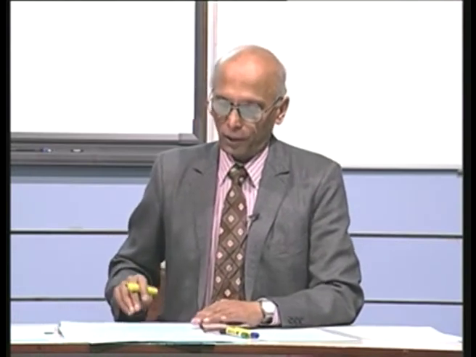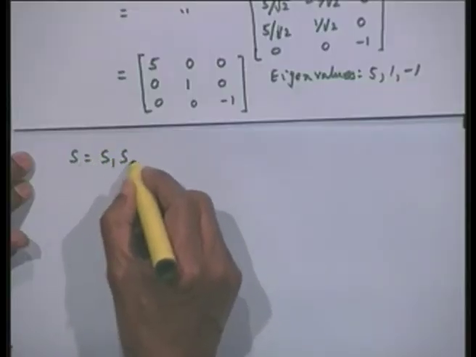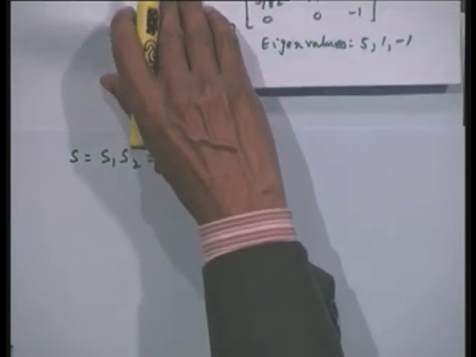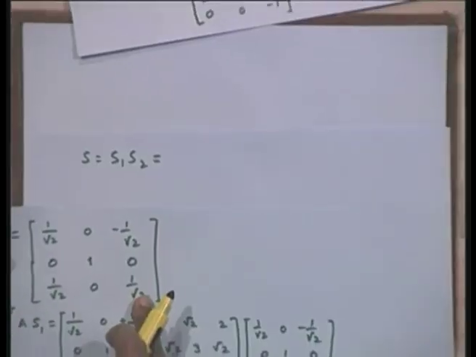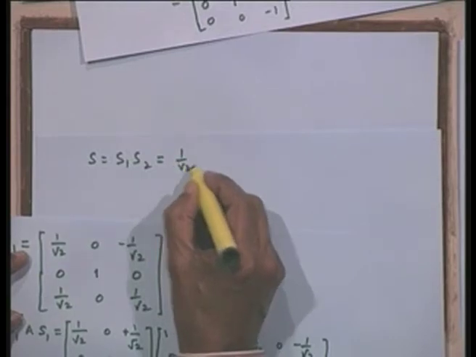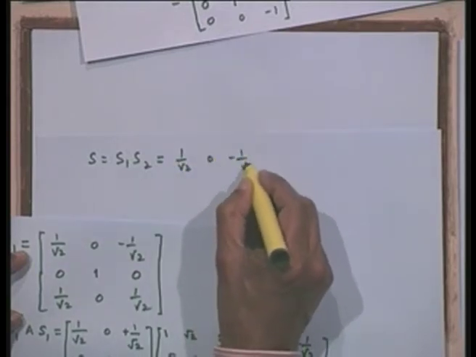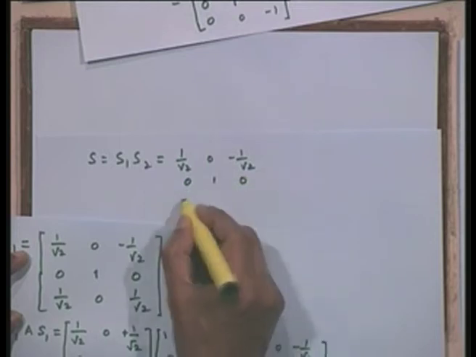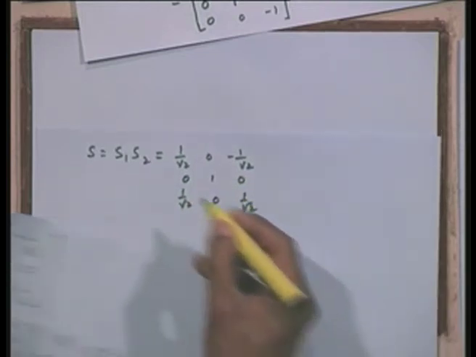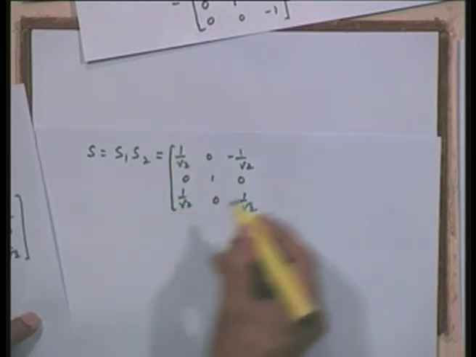Now I need eigenvectors. We have S is equal to S1 S2, I need to find this product. Now if you just go back and write down what is our S1 from here, these are the 4 locations in which these 1 upon root 2 were located. So let us write this as 1 upon root 2, 0, minus 1 upon root 2, 0, 1, 0, 1 upon root 2, 0, 1 upon root 2. So this was our S1.